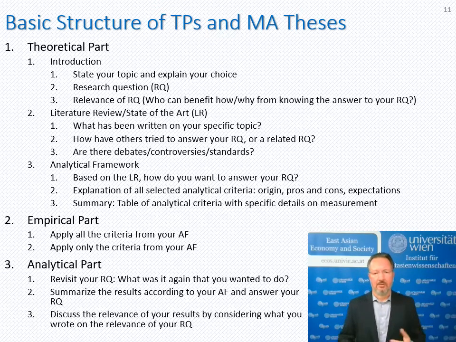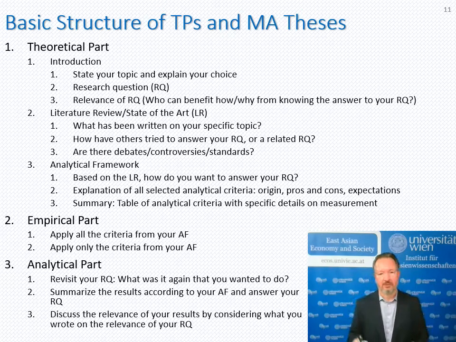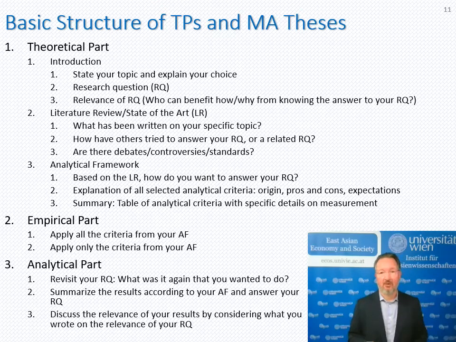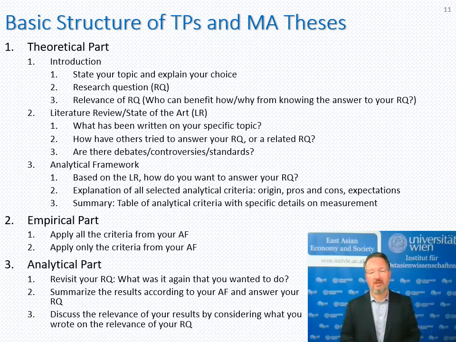In your literature review or state of the art, you show that you know what others have written on your topic. You demonstrate how others tried to answer your research question or a related research question, and identify controversies, debates, schools, and so on and so on. In the analytical framework, this is basically a roadmap of how you want to answer your question. It should be based on the literature review. You need to explain all of your selected criteria and then also have a table summarizing this set of criteria, etc. Don't worry, we will go through all these pieces step by step in later presentations. This is just now the one overview thing.